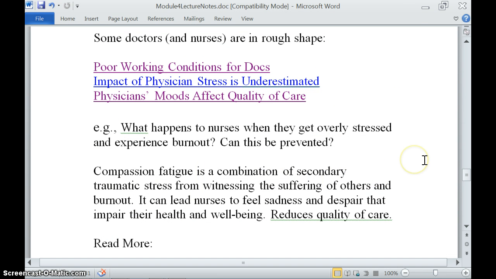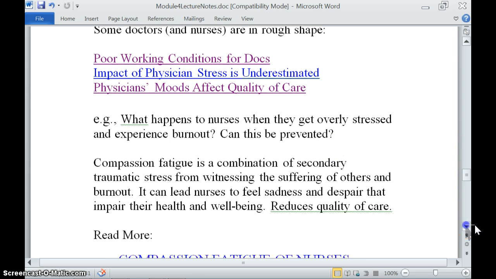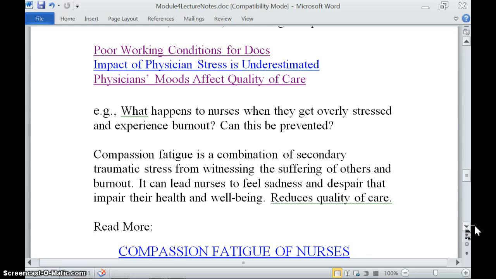This not only affects doctors, but it also affects nurses. And I know some of you are probably interested in the nursing profession. It's a good profession. There's lots of jobs, but it's also a profession that can lead to stress and burnout. It can be prevented, but the medical environment isn't necessarily designed to optimize the quality of life of nurses.